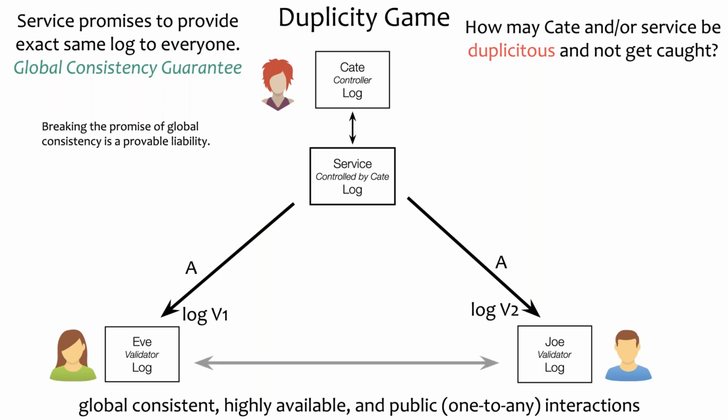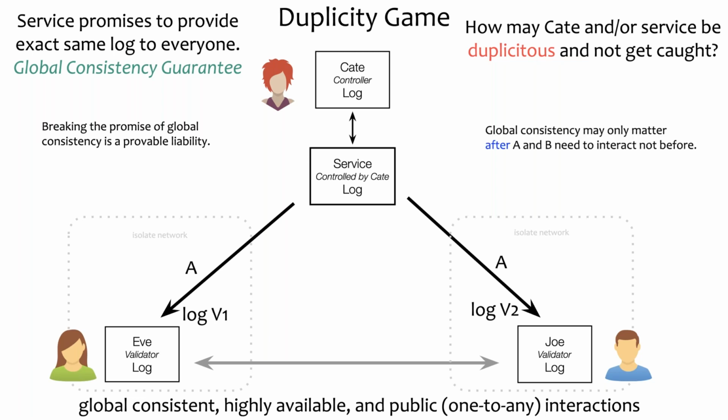But let's say that Joe and Eve need to interact so that they both can know that they're read consistently by Kate. Well, if she has sent different logs to Eve and Joe and they interact and compare notes, they will know right away that Kate is duplicitous. So the only way Kate can be duplicitous and guarantee she does not get caught is to prevent Joe and Eve from ever talking to each other, which is possible. Kate could control them such that Joe and Eve can never talk to each other.